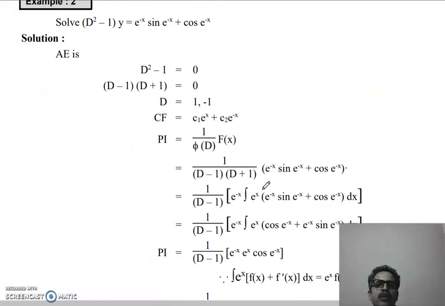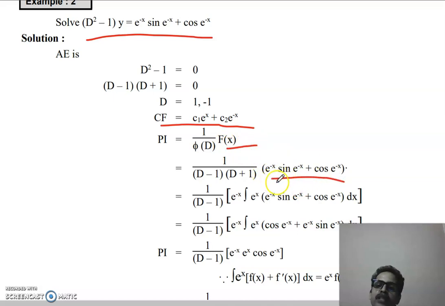Let's see example 2. Now for this example we find CF first. CF is very simple. We will obtain two roots, both are real and distinct, so we write CF. This is the formula for PI. Put the value of f of x. So you can see that here f of x is this much, and f of x is very complicated. You cannot apply the shortcut method because the functions are composite. Here we don't have type e raised to x. Here we don't have type sine of ax plus b or cos of ax plus b. So we need to apply the general method.